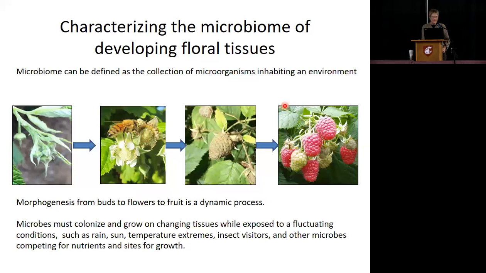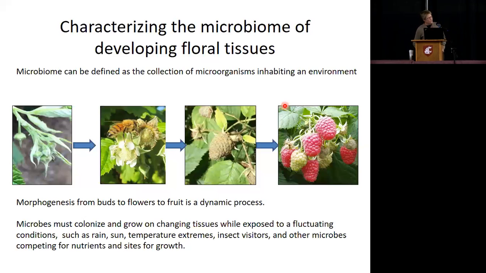When you think about it, microbes have to colonize and grow on these changing tissues while exposed to fluctuating conditions like rainfall, intense sun, extreme temperatures, warm temperatures and cold temperatures at night, insect visitors that might bring in new microbes, and also other microbes that are already residing and possibly competing for nutrients and sites for growth.